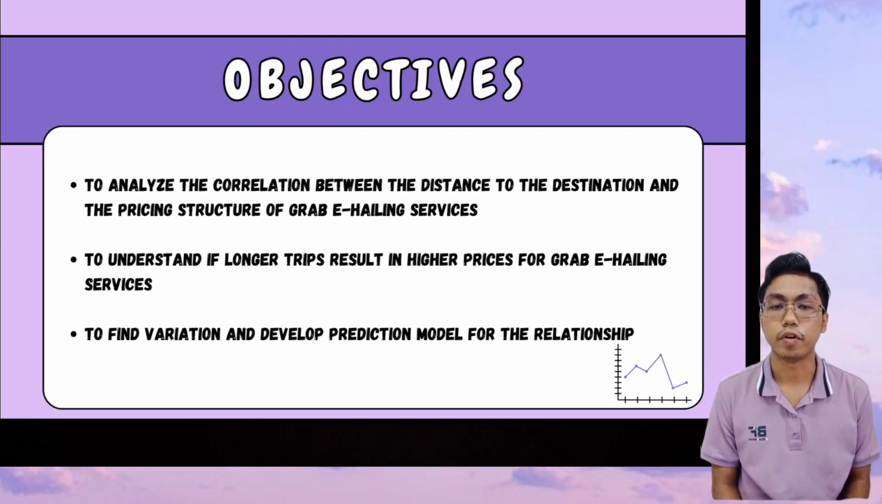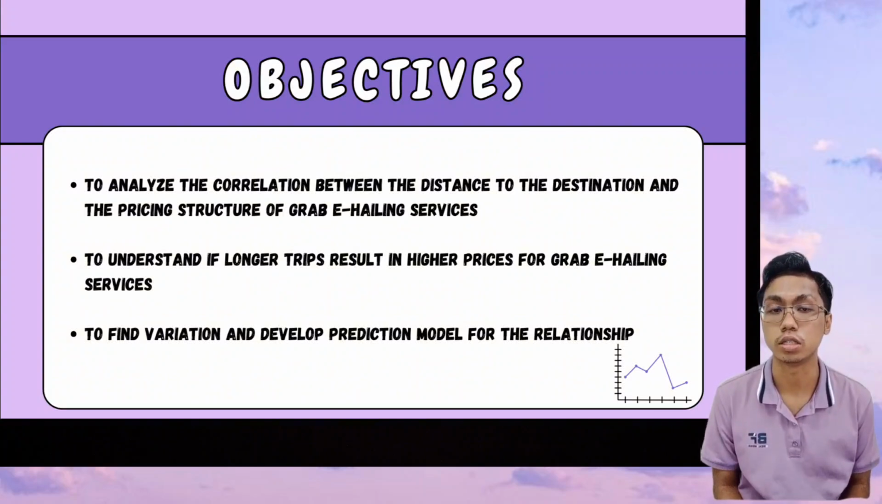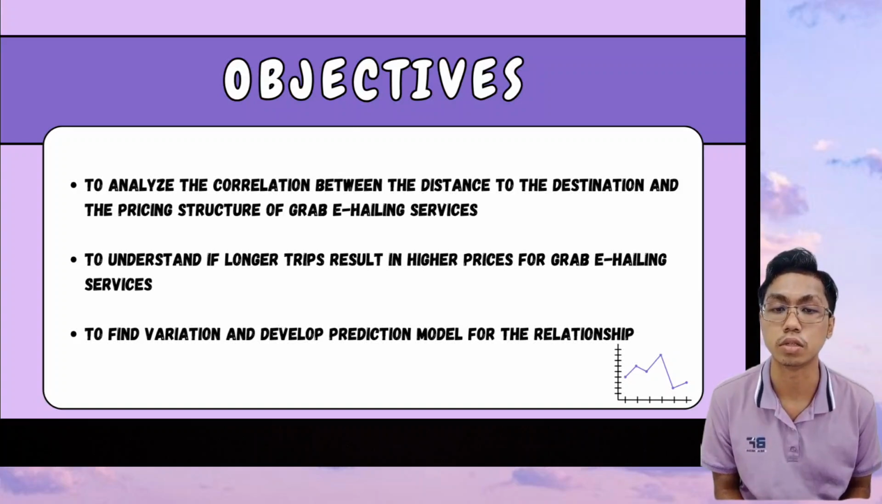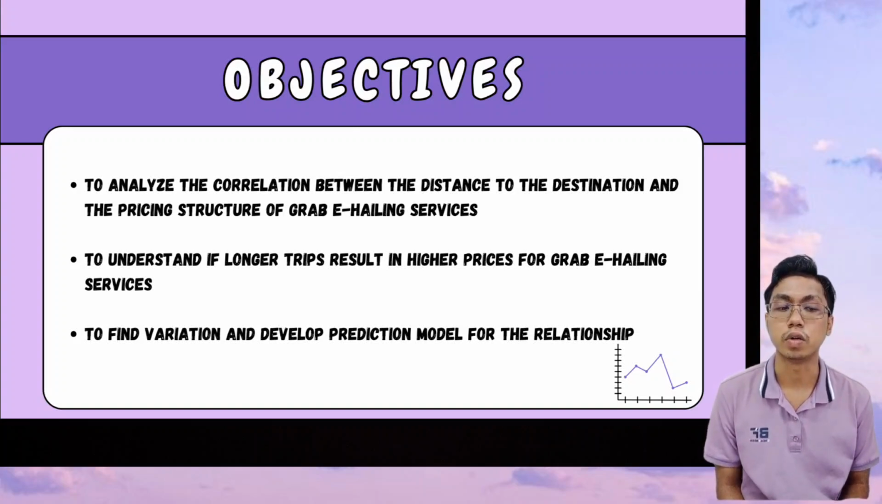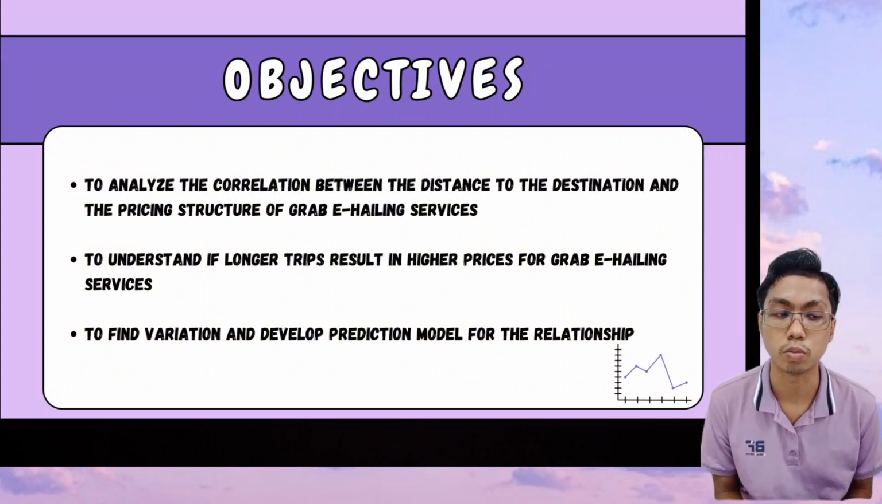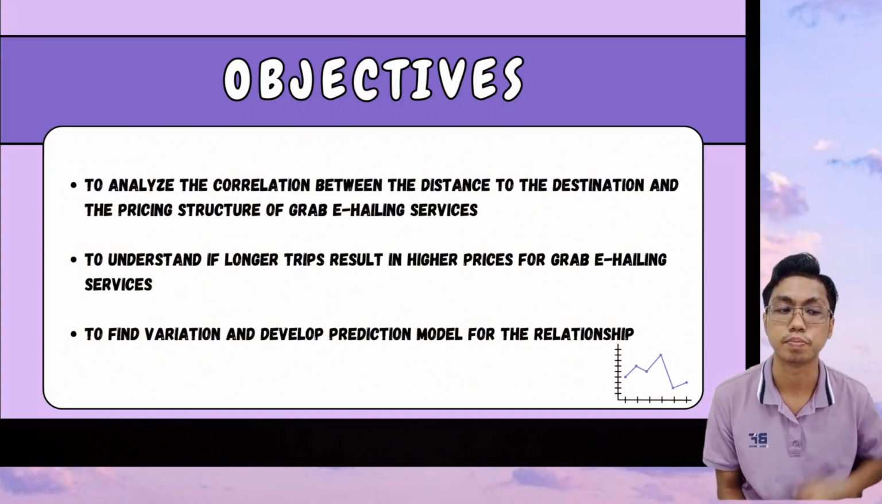Next, objective. Our objective is to analyze the correlation between the distance to the destination and the pricing structure of Grab's e-hailing service. Our second objective is to understand if longer trips result in higher prices for Grab e-hailing service. And our last objective is to find variation and develop a prediction model for the relationship.